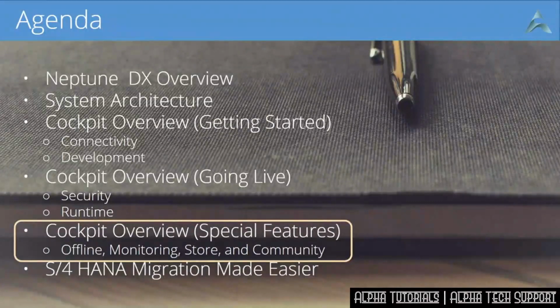Welcome back to low-code Fiori applications using Neptune software. I'm your instructor, Matthew Hunt. And we're at the end of our cockpit overview. I'm going to show you some special features that are unique to the Neptune platform, specifically offline monitoring, the Neptune store, and then the Neptune community, which is really a great community of developers, architects who come together and collaborate, share ideas, help solve problems, that kind of stuff.